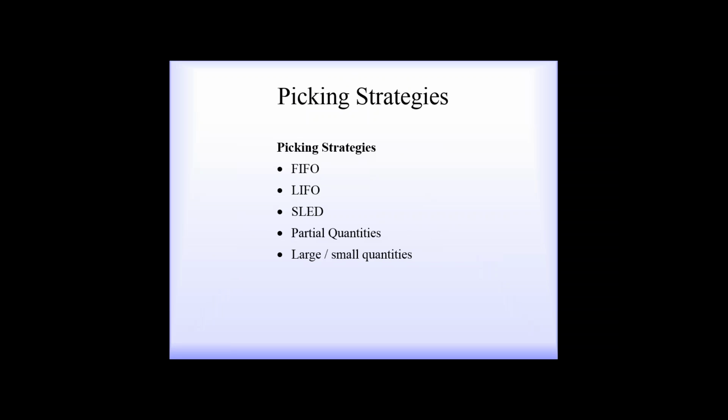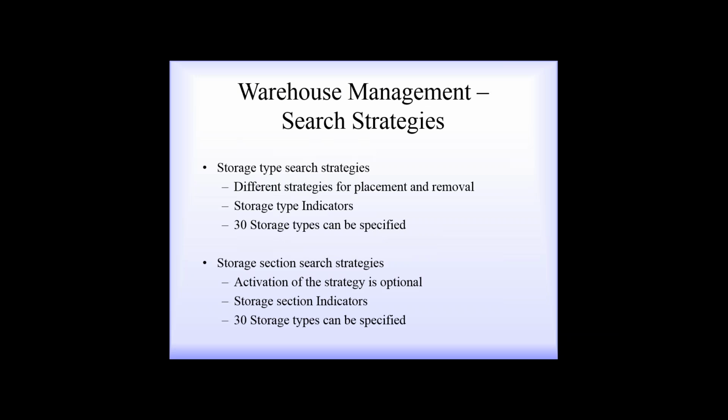Using the following picking strategies: first in, first out, last in, first out, shelf life expiry date based picking, partial quantities picking, or large or small quantity based picking, right? So all the strategies can be used based on the business requirement, right?